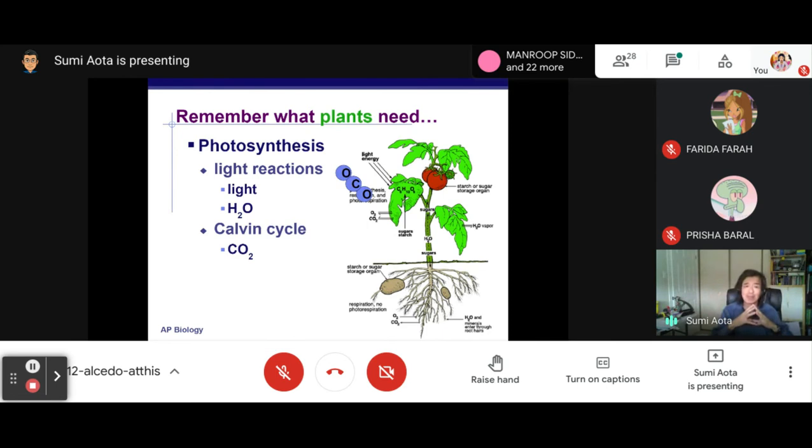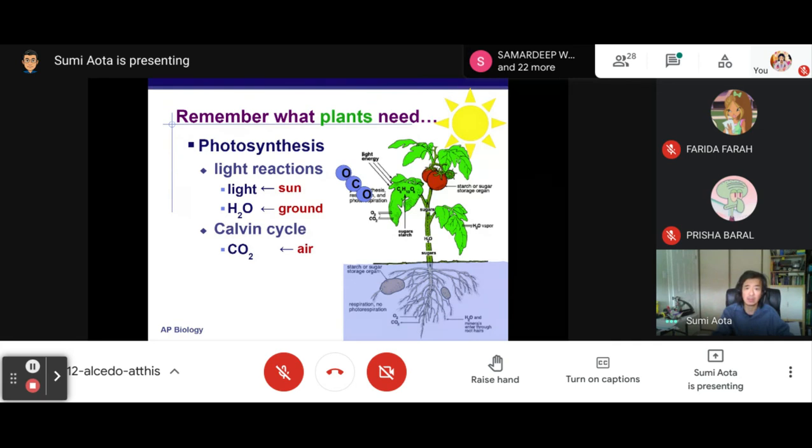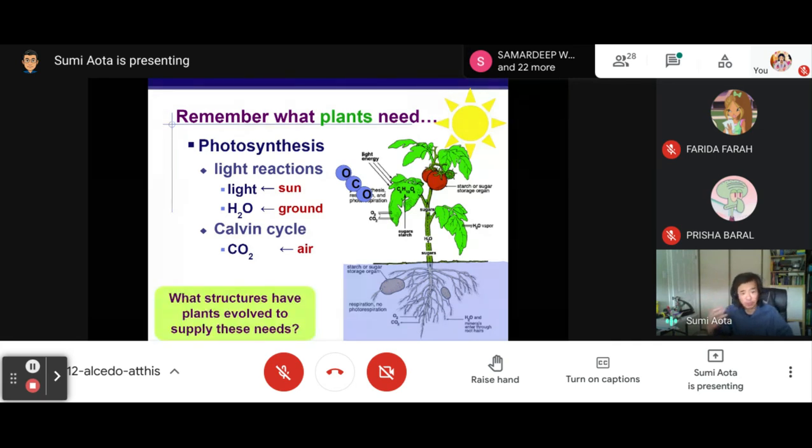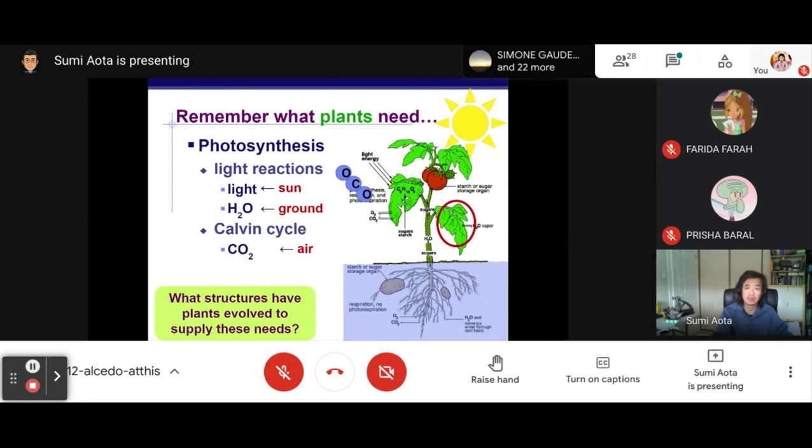Remember what plants need in order to do photosynthesis. They need light coming in from the sun. They need water coming in from the ground. And then for the Calvin cycle, they need CO2, which comes from the air. So the structures that plants have evolved to meet these needs: leaves and roots. That's pretty basic. It's stomates in the leaves, and a stem to move water and sugars up and down.